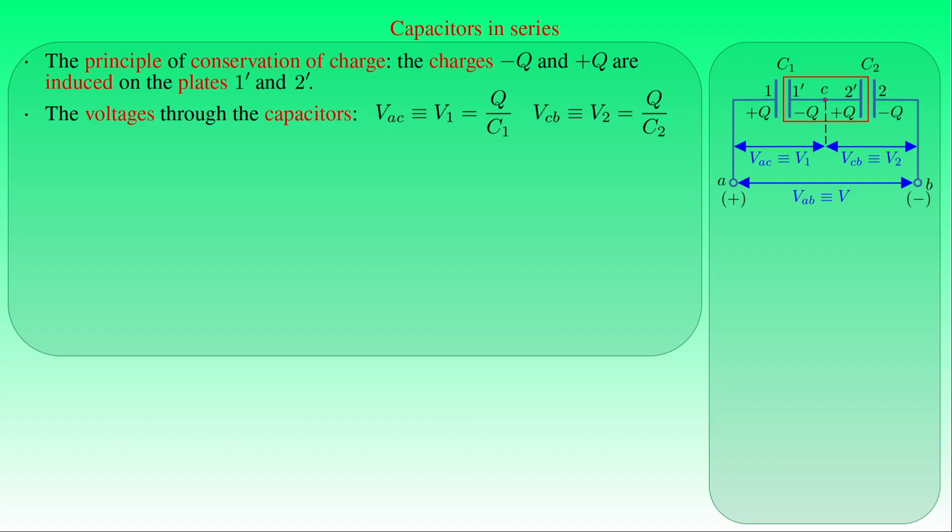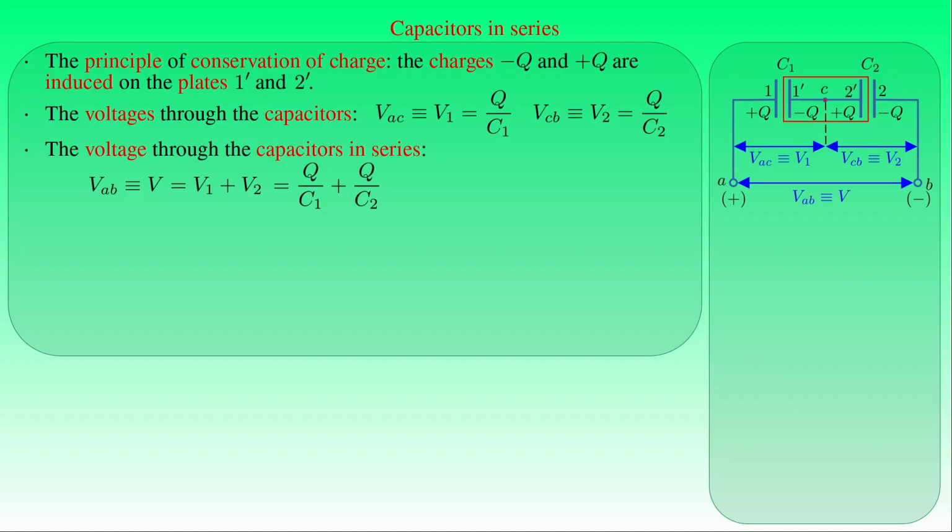Since the voltage V_AB is equal to the sum of the voltages V_AC and V_CB, or the sum of the voltages V1 and V2 through the capacitors connected in series, it can be written as Q over C1 plus Q over C2. Here we express the ratio of the voltage V to the charge Q as the sum of 1 over C1 and 1 over C2.